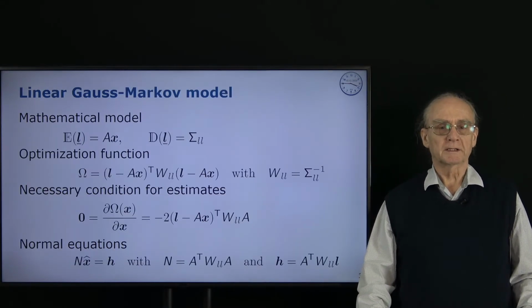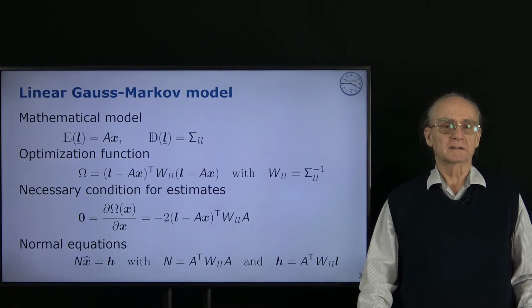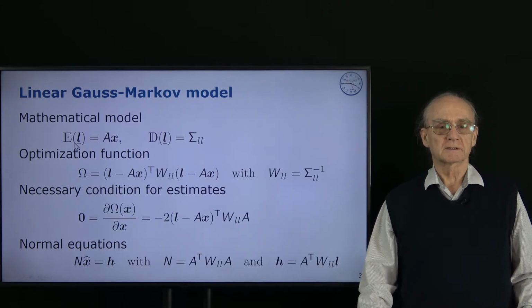The principle on this slide is how the linear Gauss-Markov model works. We have a mathematical model which consists of the expectation of the observations, which we collect in this vector. This is a linear transformation of our unknown parameters, and the dispersion of these observations is the covariance matrix, which we will then specify in some way.